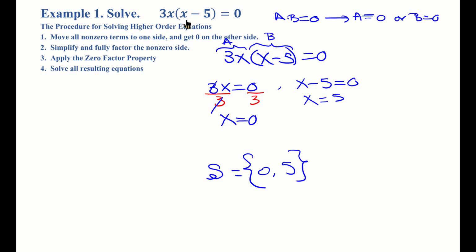Notice this is a higher order equation, even though it looks like this part is linear, this part is linear. But remember, if you multiply that out, you get 3x squared minus 15x equals 0. By higher order, we just mean there are terms in it that are higher than first degree. If all the terms just had x's in them, it would have been a linear equation. But notice there's a square term. That's what makes this equation a nonlinear equation.